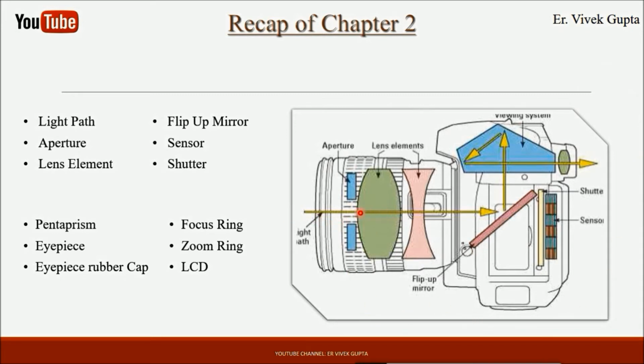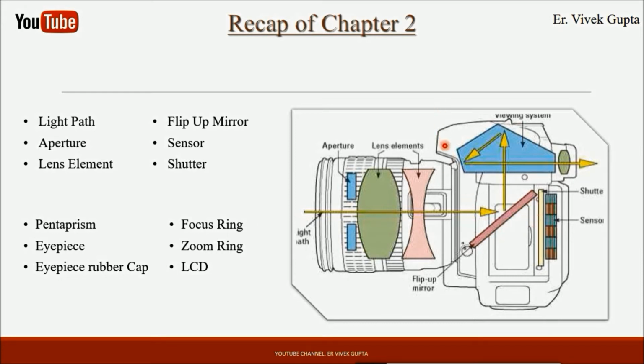So this is the light path. Light path is the light which is entering inside the camera through the lens. The aperture controls the amount of light going inside the lens. Then these lens elements help us to adjust the focus and the zoom in and zoom out of the camera. Then light falls on this flip up mirror, and this flip up mirror reflects the light into the pentaprism, and the pentaprism reflects the light through to the eyepiece, so that we can see the image that our lens is seeing, or we can see the light which is entering through the camera lens.